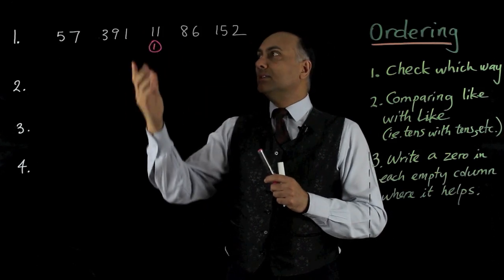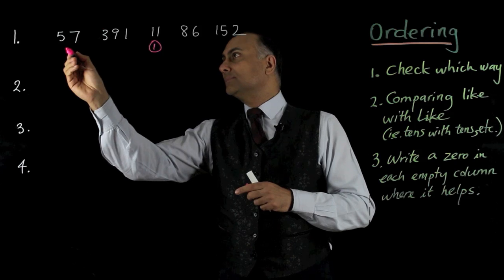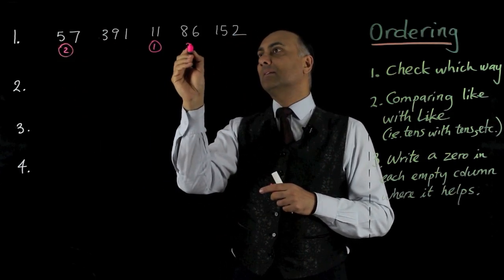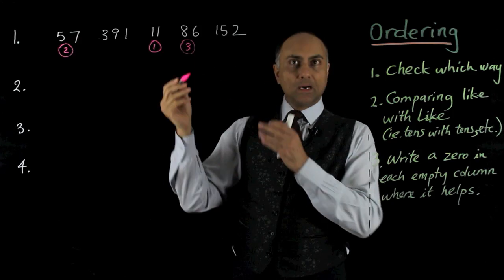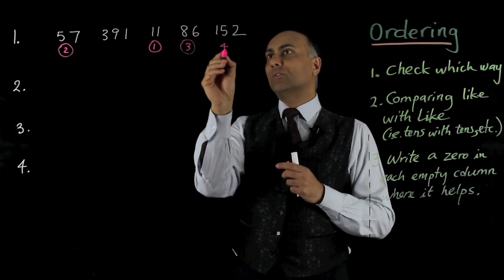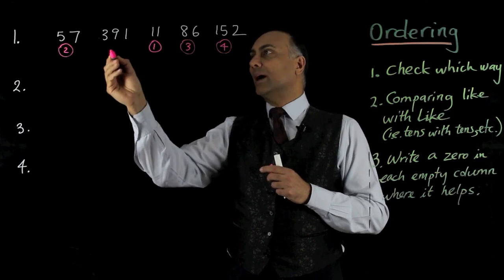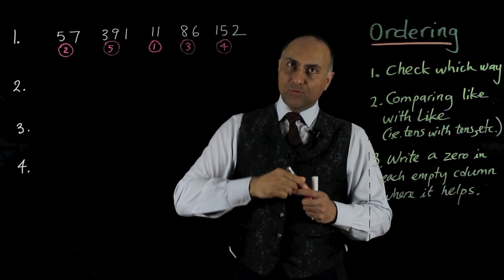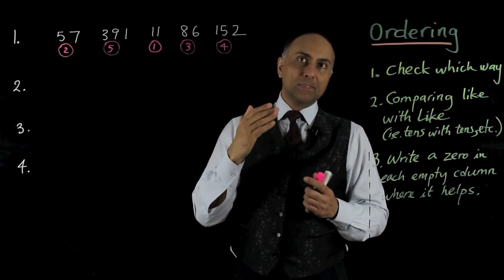Then going upwards, the next one would be 57. Then 86. And the others are into 3 figures. So they're into the hundreds, and 152, followed by 391, which is the biggest of them. So you should never have trouble putting whole numbers in size order.